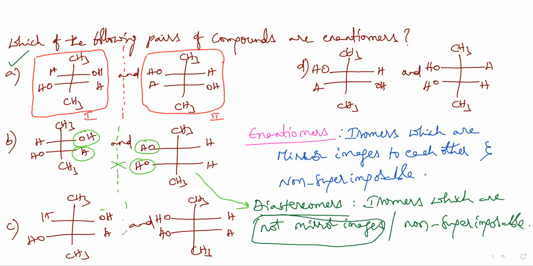Here it is H, but here what is coming? OH. So this is also not a mirror image. So it will be diastereomer. Here H, here OH. Not mirror image. So this is also considered as diastereomer, right?